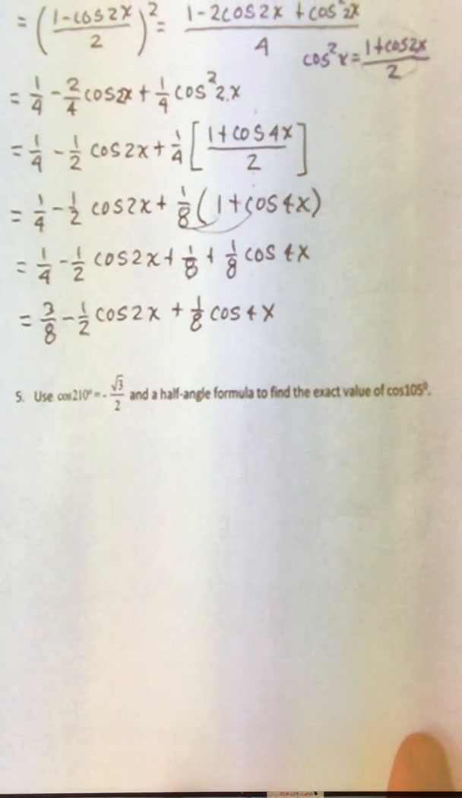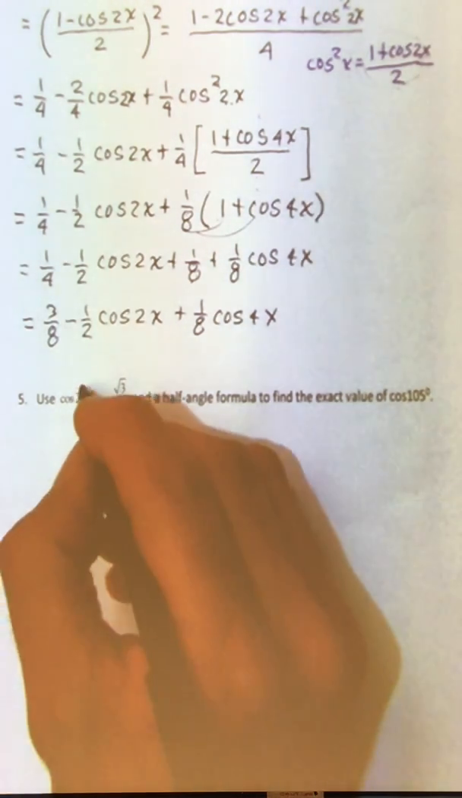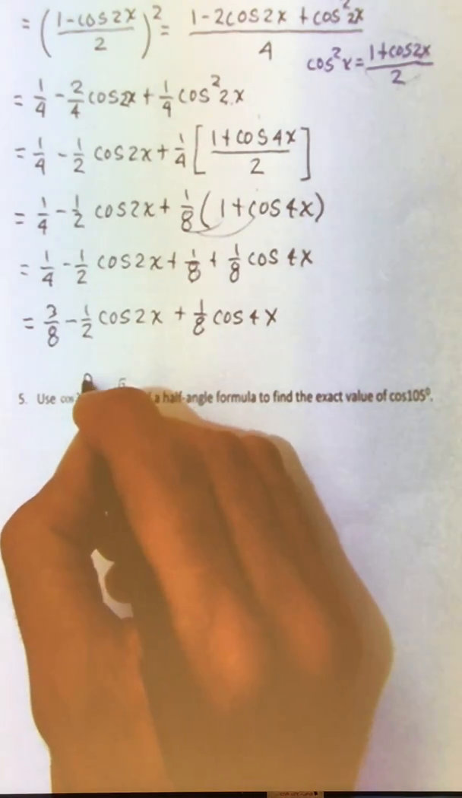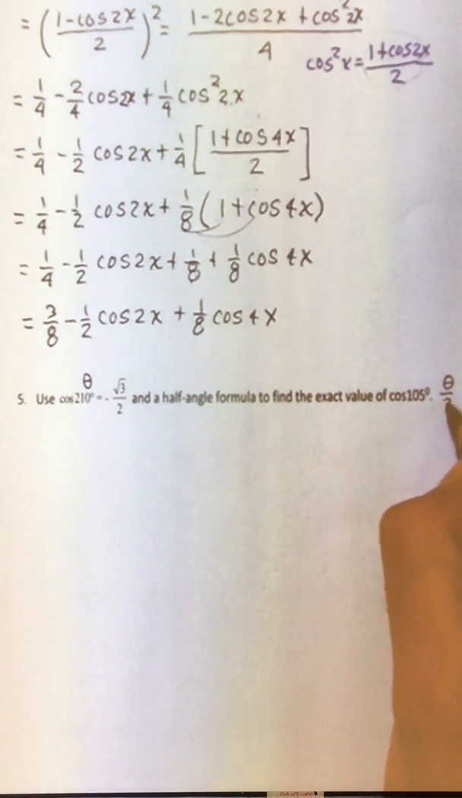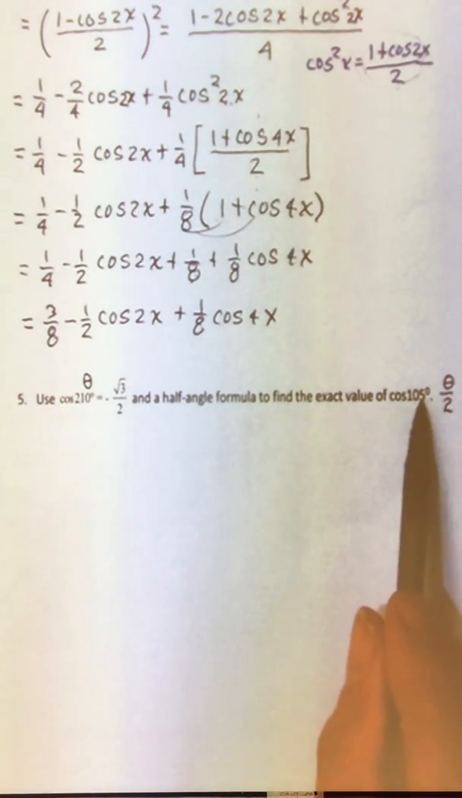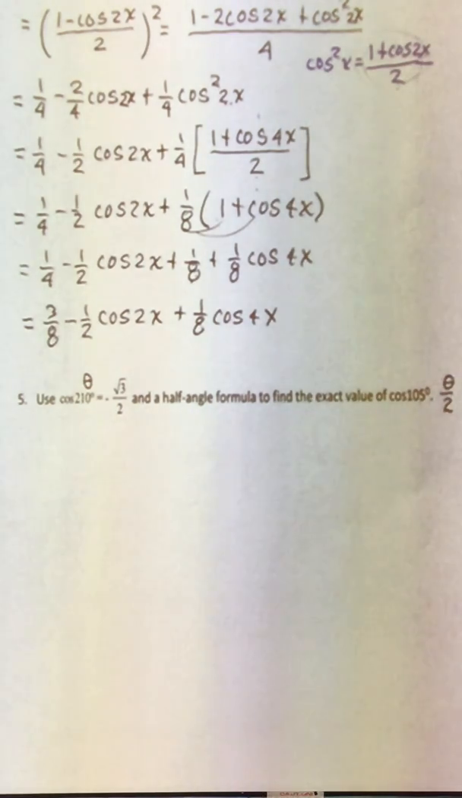Problem number 5. We're given the cosine of 210 degrees to be negative root 3 over 2, and we wish to use the half angle formula to find the exact value of cosine of 105 degrees. Okay. When you use the half angle formula, the given angle is theta, and the angle you wish to find is theta over 2. That's the half angle, because 105 is half of the given angle 210.